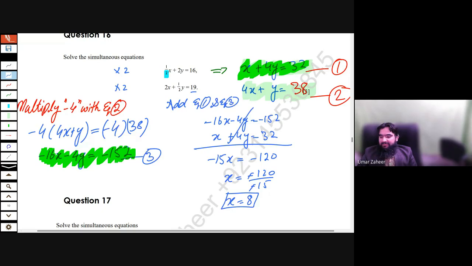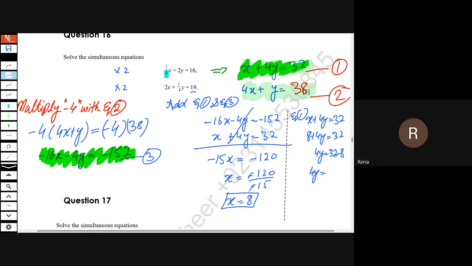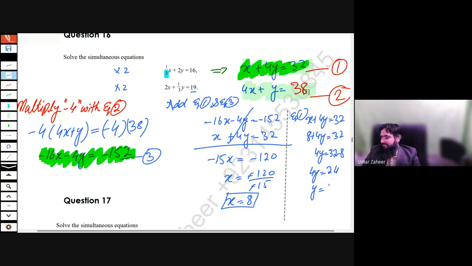Now we have one numerical value, so we have to substitute in any equation. Let's say I use equation 1: x plus 4y is equal to 32. Value of x is 8, so 8 plus 4y is equal to 32. 4y is equal to 32 minus 8. It is plus 8, so it will be minus. So 4y is equal to 32 minus 8, which is 24. So 4 is multiplying, it will be divided. So y will be 6.